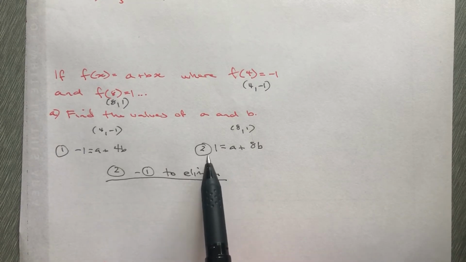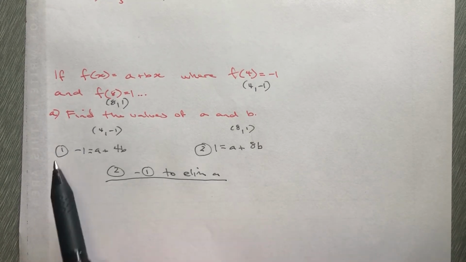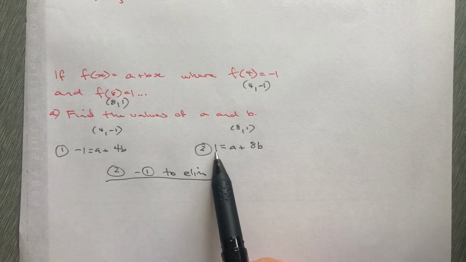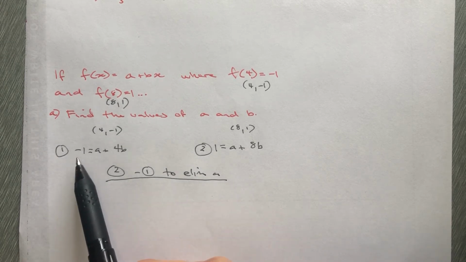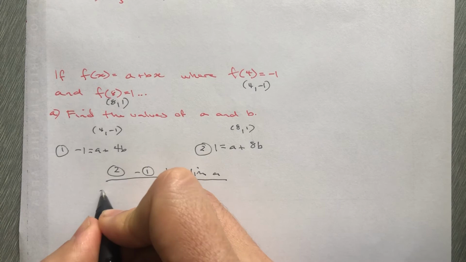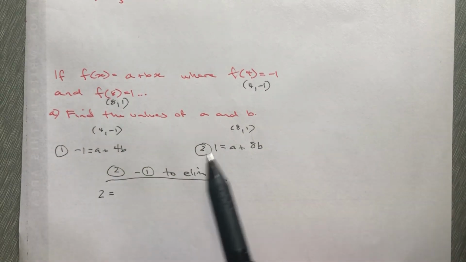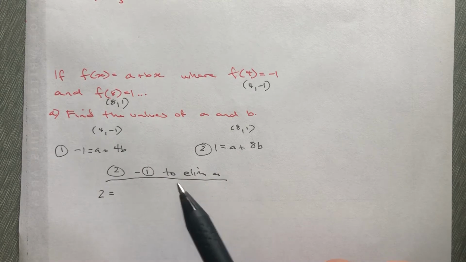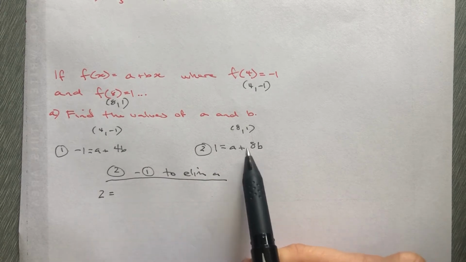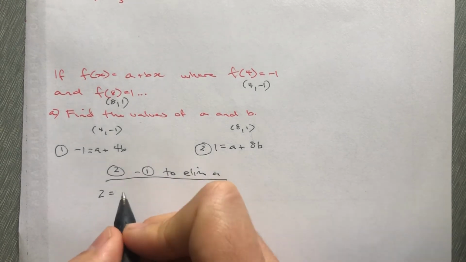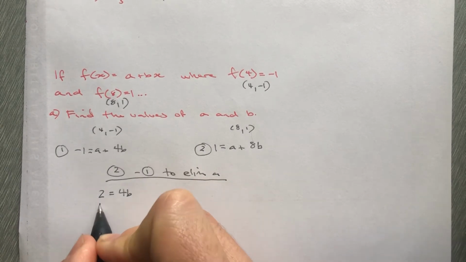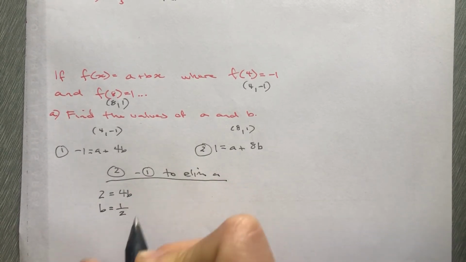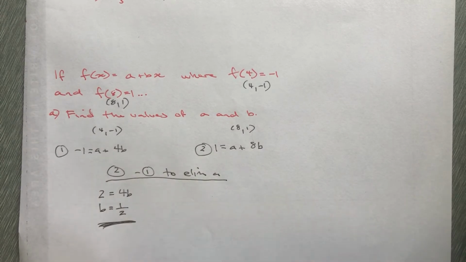So if we look at 2, let's start with this bit here and this bit here. 1 minus negative 1, so 1 plus 1 is 2. Then let's look at the next section. A minus a, that's nothing. Then the last bit, 8b minus 4b is 4b. So b is going to have to be 1/2. So there's one of our answers.